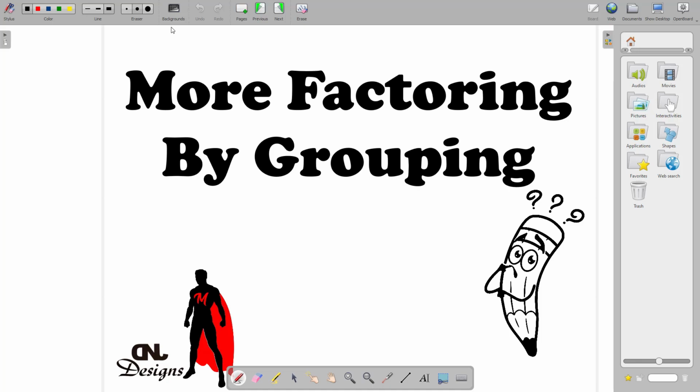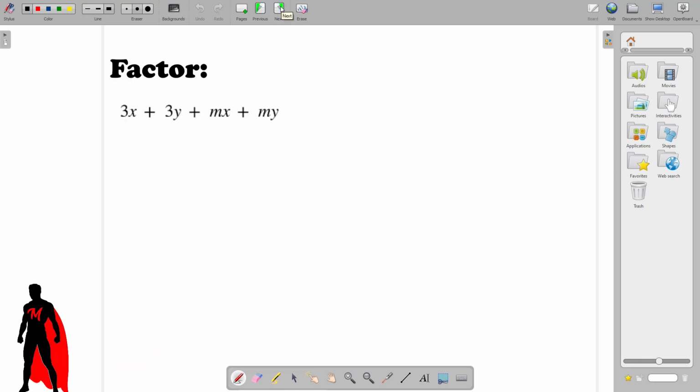Hello again, math friends. Today we're going to take a look at some more factoring by grouping. Remember that when we factor by grouping, we have to find a group that has a common factor to it, and then factor that common factor out.